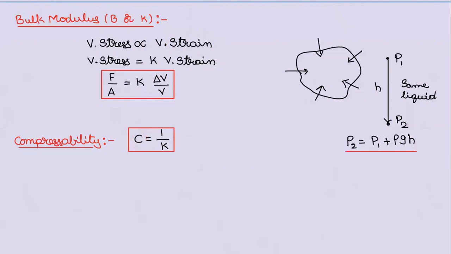If the C value is very high, it is highly compressible. Low means less compressible. There ends the matter. There is no further development. Okay, this is the thing you need to learn about bulk modulus. Small concept. That's all. We'll continue with the problems.